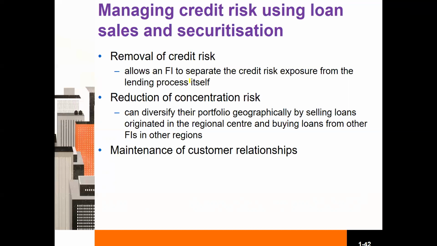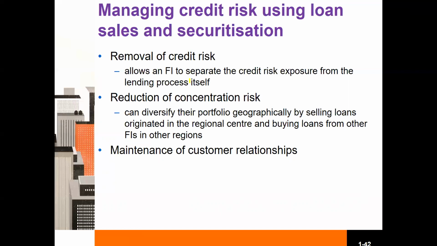So both loan sales and asset securitization allow financial institutions to separate the credit risk exposure from the lending process itself. That is, a financial institution can assess the creditworthiness of loan applicants, originate loans, fund loans, and even monitor and service loans without retaining the exposure to loss from credit events such as default or missed payments. This decoupling of the risk from the lending activity allows the market to efficiently transfer risk across counterparties.